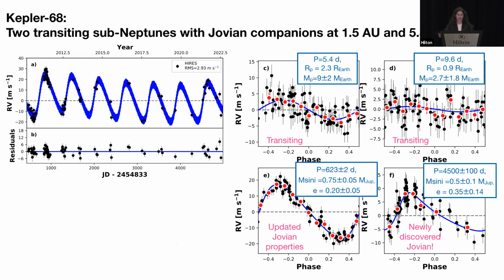This is Kepler 68, which has 2 transiting sub-Neptune-sized planets. And we detected Jovian companions at both 1.5 AU and 5.3 AU. The radial velocity time series, which spans from 2010 to 2022, is on the left, with the best fit model shown in blue. The 4 panels on the right show the radial velocities phase folded to each of the planets in our model. There are 2 transiting planets, which are the upper 2 panels, a previously known Jovian planet in the lower left panel, for which we have updated the orbital properties, and a newly discovered Jovian planet in the lower right panel. Both of the Jovians are moderately eccentric.